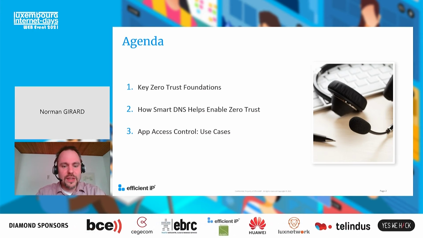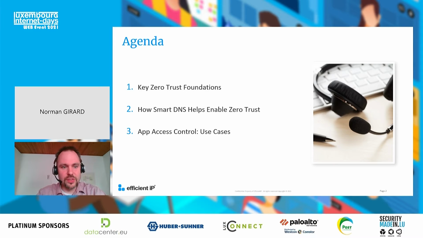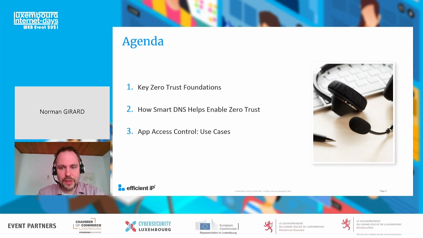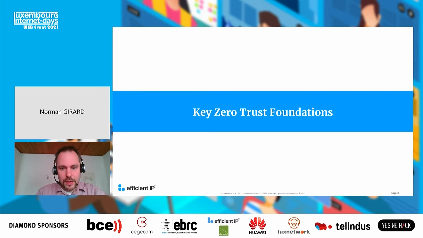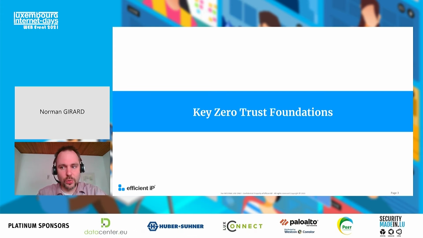So our agenda for today is as follows. We're going to start with the basics of zero trust and see how DNS fits in that. Then we are going to talk about using DNS as a security layer between users and applications, allowing you to see traffic, to analyze traffic, and to filter traffic. And we'll finish with a practical example of two use cases, one showing how access control works and one showing you how you can control your IoT.